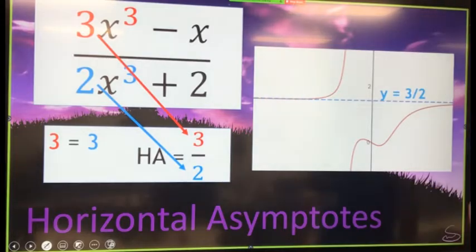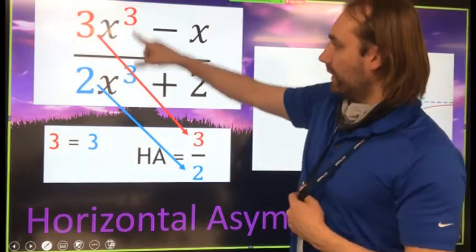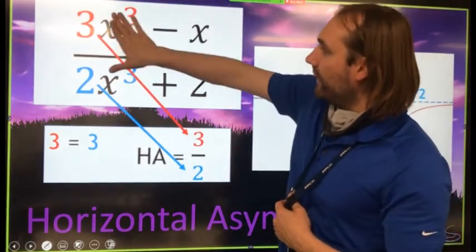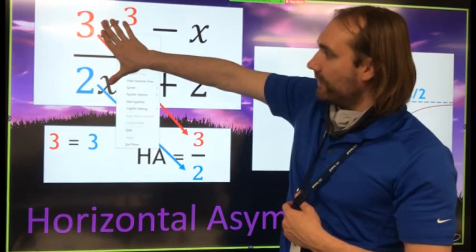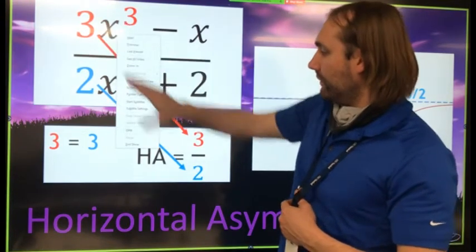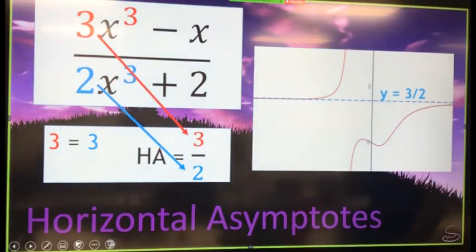And then last but not least, I have 3x cubed minus x over 2x cubed plus 2. Highest power with both the numerator and the denominator is a 3. They are equal. They pretty much cancel each other out. So what decides my horizontal asymptote? Well, that's the coefficients. And I see 3 over 2. So my HA is y equals 3 over 2.